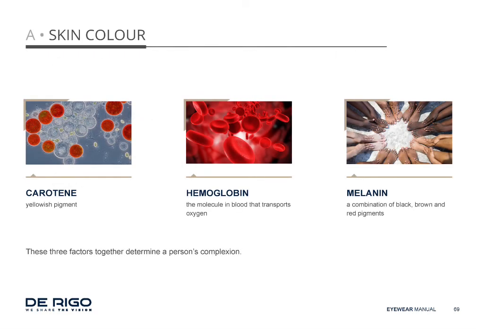Skin color. Carotene refers to yellowish pigment. Hemoglobin is the molecule in blood that transports oxygen. Melanin is a combination of black, brown, and red pigments. These 3 factors together determine a person's complexion.